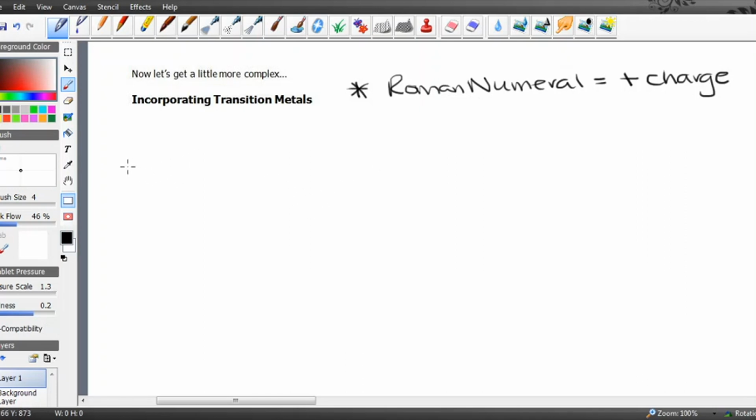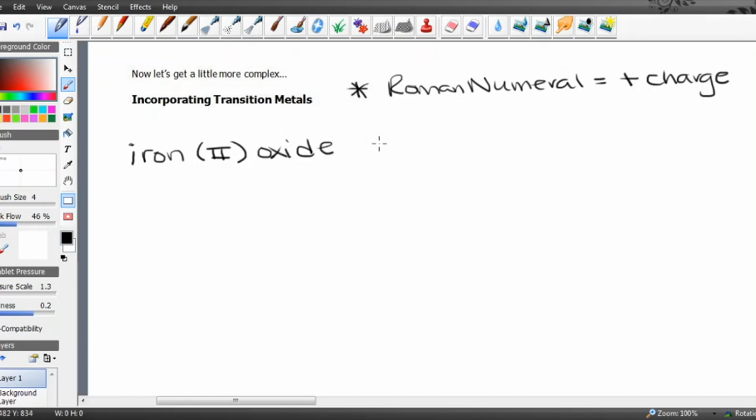So this time, let's practice going from a name to a formula. Up above, we were writing their formulas first and then getting the names. Let's go in reverse this time. Let's say that I give you the name iron, Roman numeral 2, oxide.